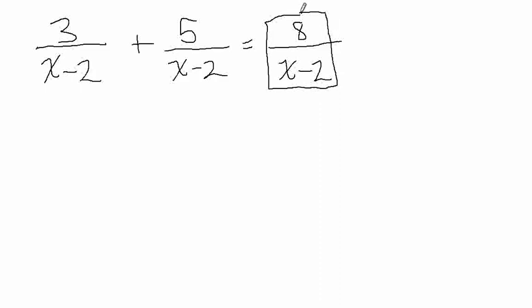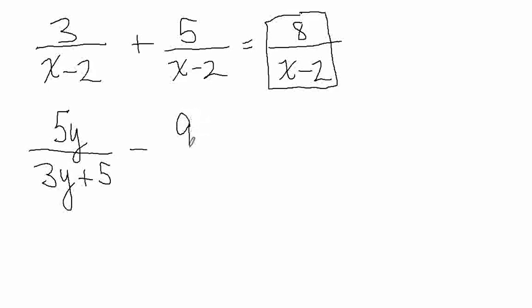Okay, now let's do a difference of rational expressions, shall we? So 5y over 3y plus 5 minus 9y over 3y plus 5.